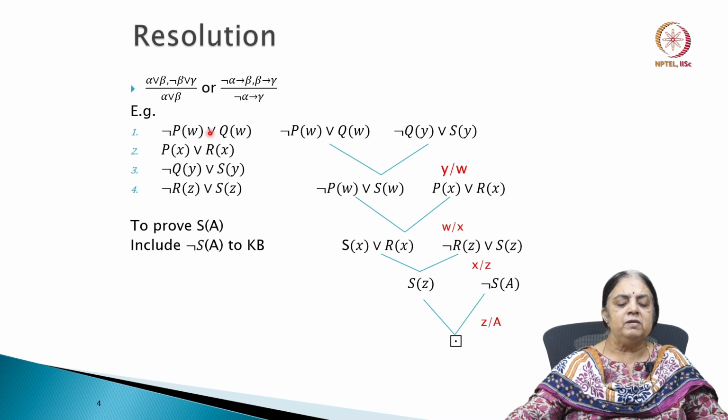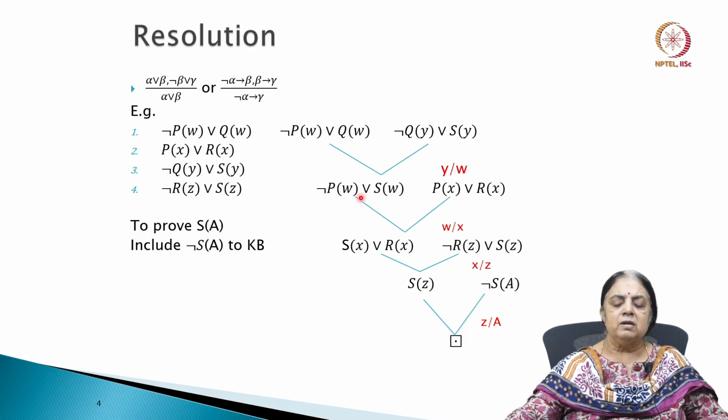For example, if I take not P of W or Q of W, and I take this one, not Q of Y or S of Y, these two, and I do resolution on this, because you have Q here and not Q here, this will result in not P of W or S of W, and you need to replace one of these variables. So you are replacing Y by W over here and you get this one.